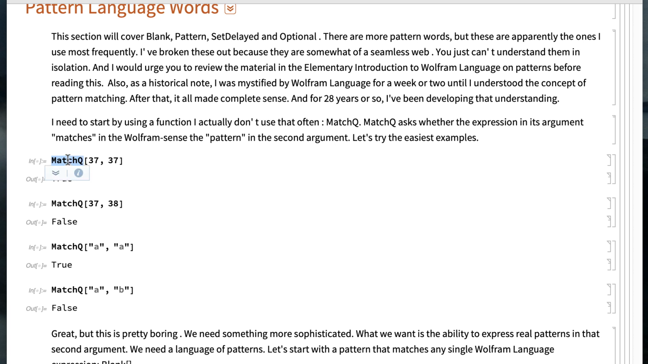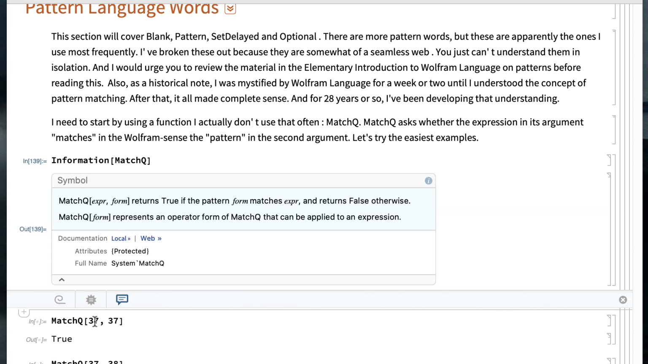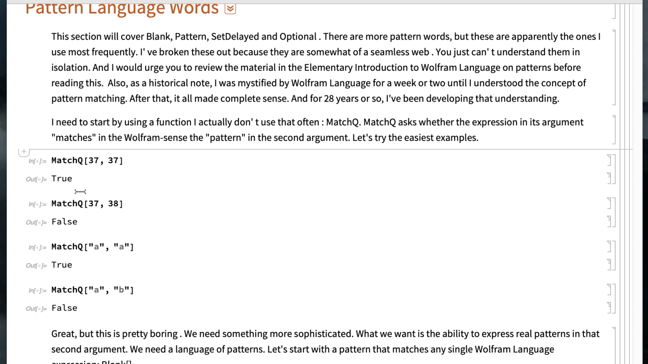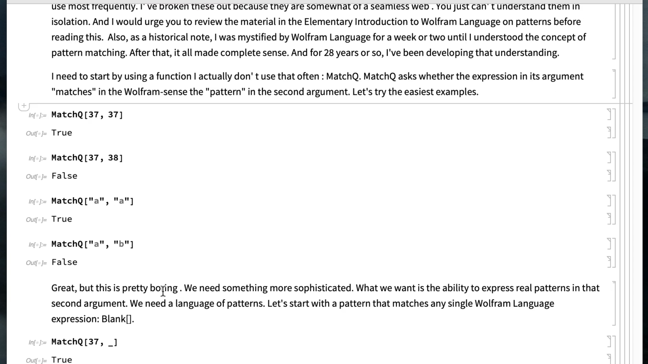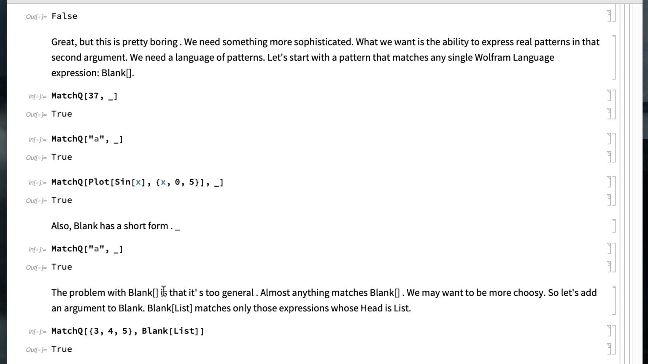So MatchQ says whether this argument here matches this pattern here. And in fact, let's just double check that I've got my argument sequence right. Yes, it's saying, does this expression match this pattern here? Okay, so does 37 match 37? You bet. Does 37 match 38? Nope. Does A match A? Yes. Does A match B? Nope. All right, so that's fine, but that's not going to get you very far. We need a more expressive language.